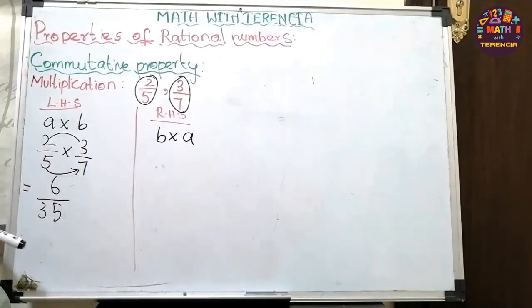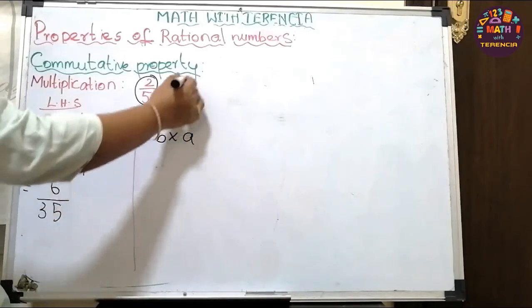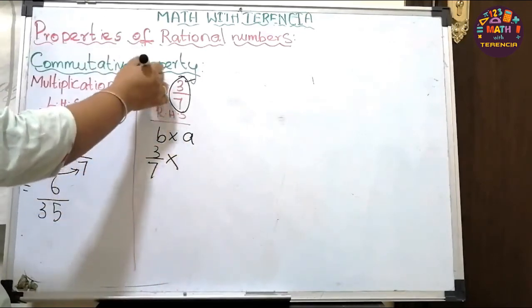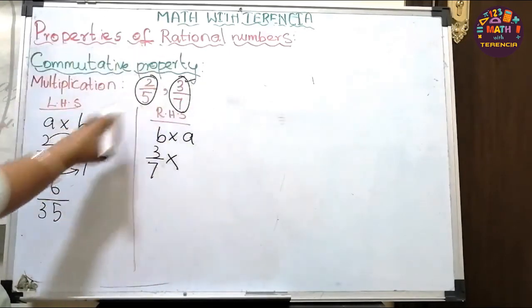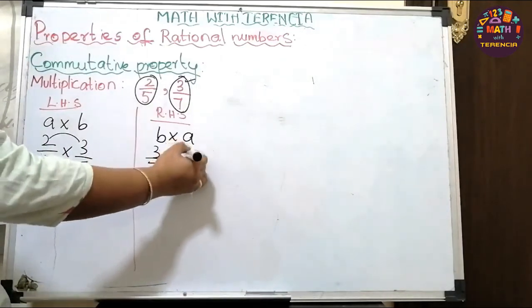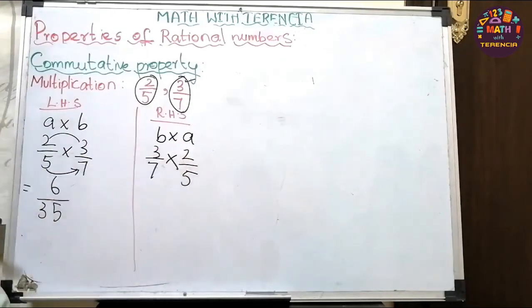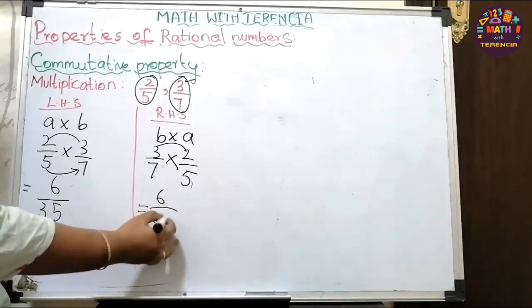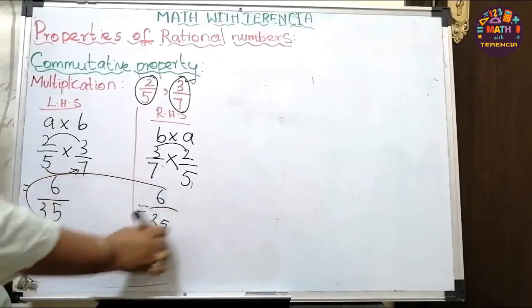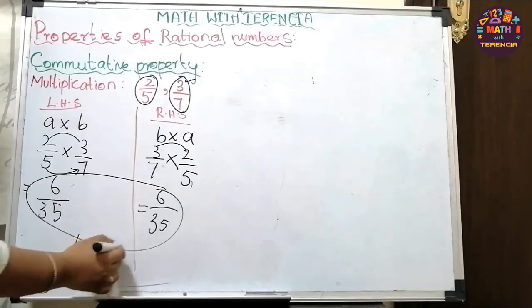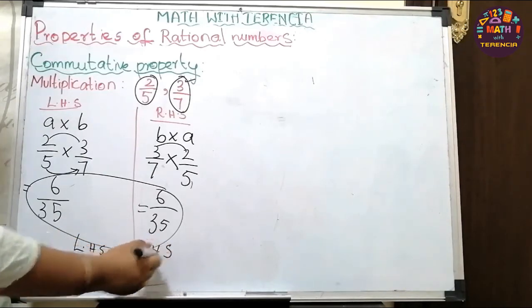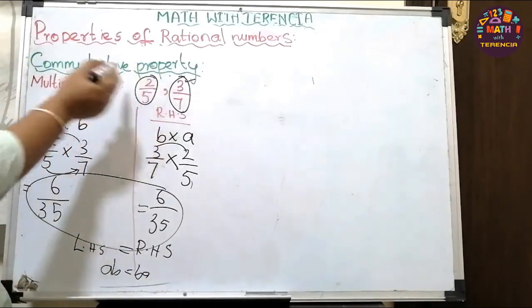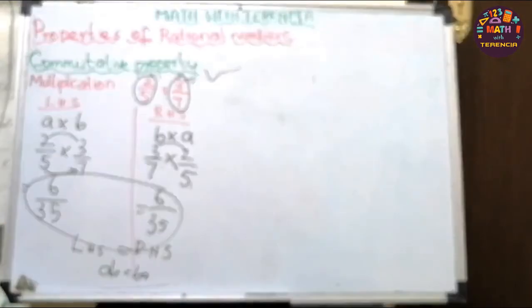So let's check what we get in RHS. My B is 3 by 7 times, and my A, usually take the first number as A and the second number as B, 2 by 5. So 3 times 2 is 6, 7 times 5 is 35. So now I get both are equal. That is, my LHS is equal to RHS. AB is equal to BA. So I can say commutative property is true for multiplication.